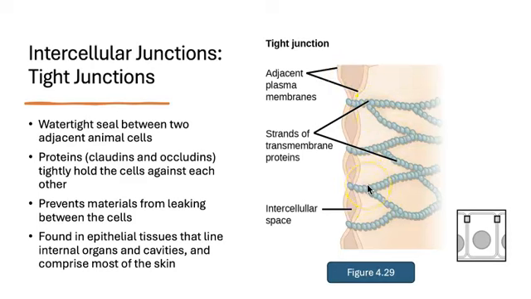A tight junction in our epithelial cell, like we see here, that is placed in our urinary bladder, for example, could prevent urine from leaking out into the extracellular space. So they have a very important role.